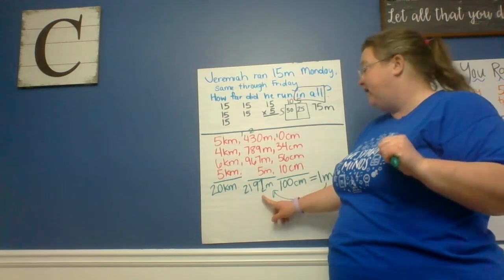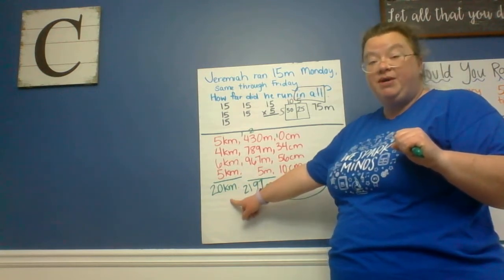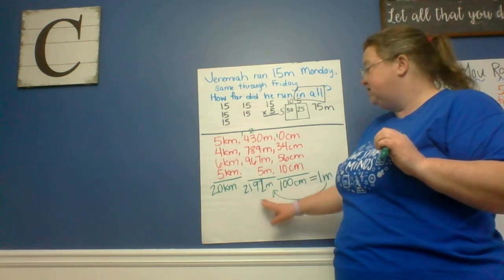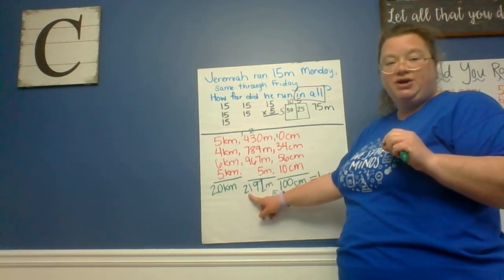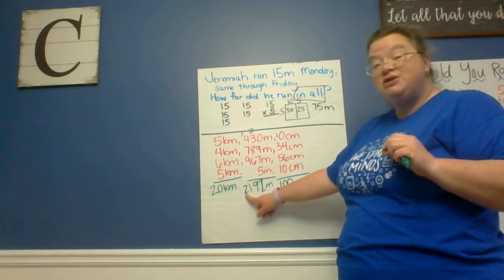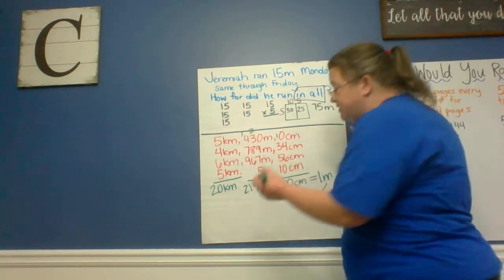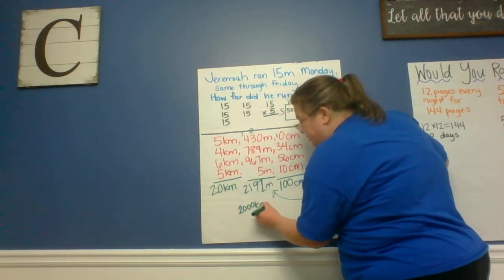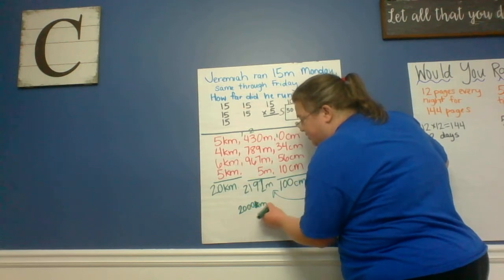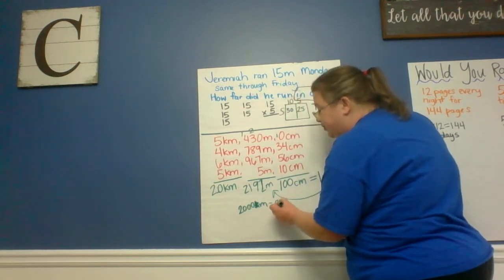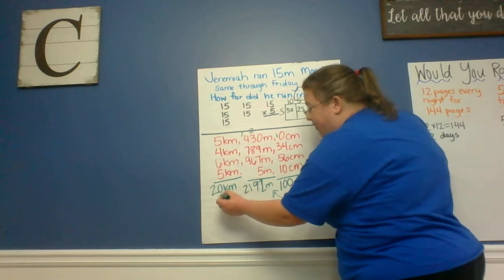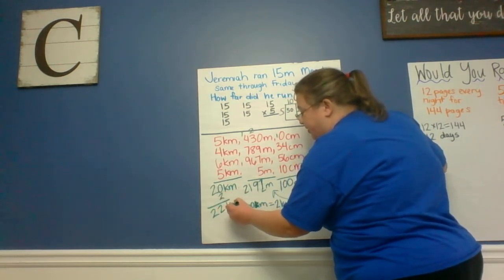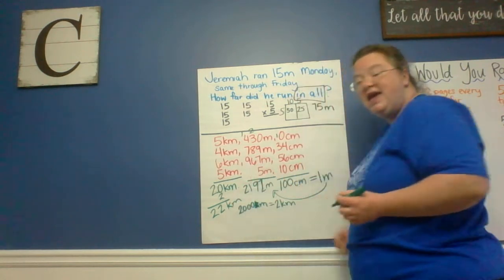Do you remember how we get from meters to kilometers? If you remember, there's 1,000 meters in a kilometer. I have 2,192. So if I take this 2,000 kilometers, I'm sorry, 2,000 meters, whoops, is equal to 2 kilometers. So I'm going to add that here. So I have 22 kilometers, and then I have this 192 meters.